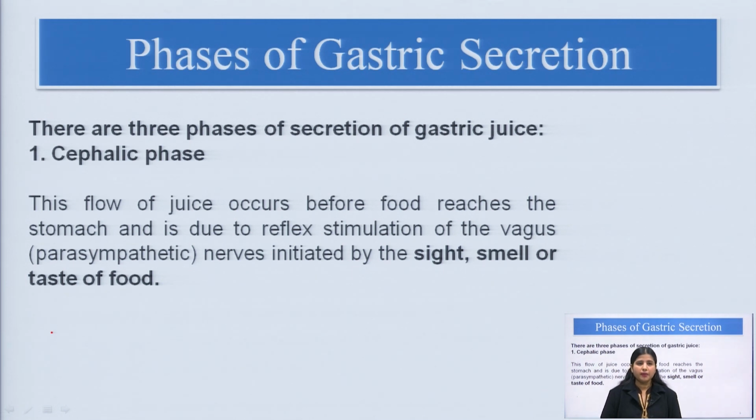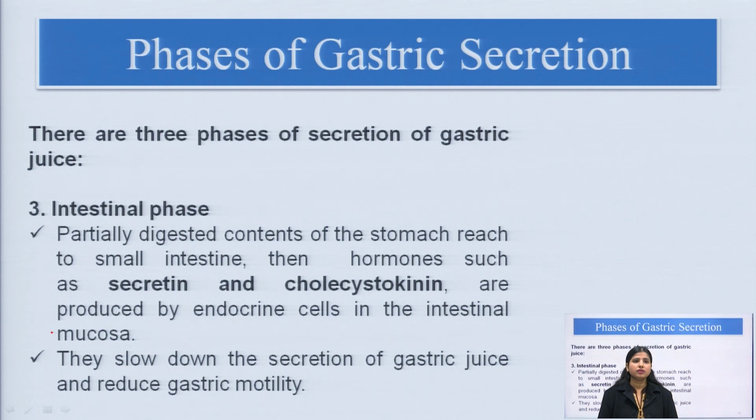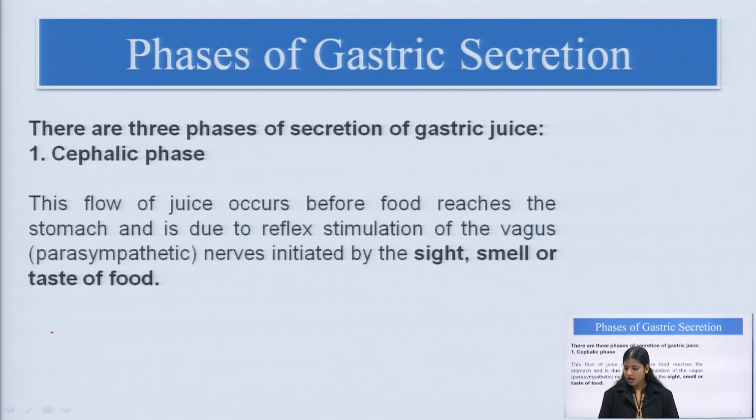Now coming to the different phases. The secretion of the gastric juice we have divided into 3 phases. The first phase is the cephalic phase, the second phase is called the gastric phase, and the third phase is called the intestinal phase. Now, we will see how they are classified, what we mean by cephalic, gastric and intestinal phase.